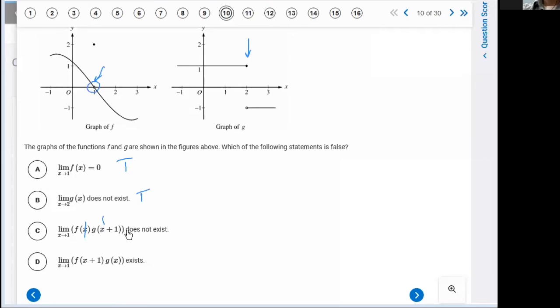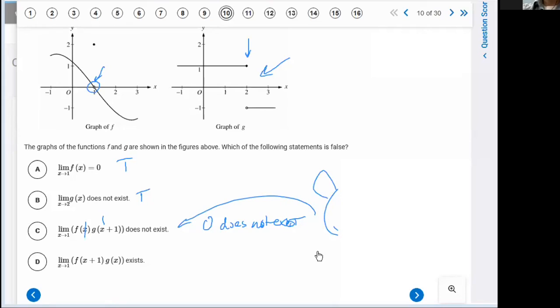Hey, that doesn't exist. What is 0 times does not exist? Yep, does not exist. Shouldn't it be does not exist? That looks right. Yeah, that looks right. Okay.